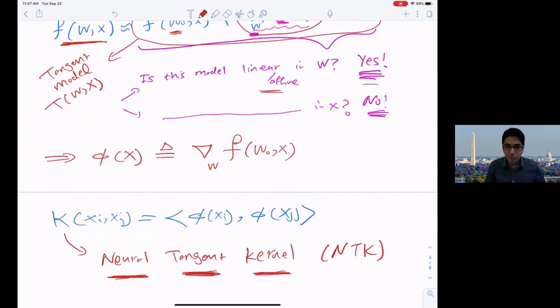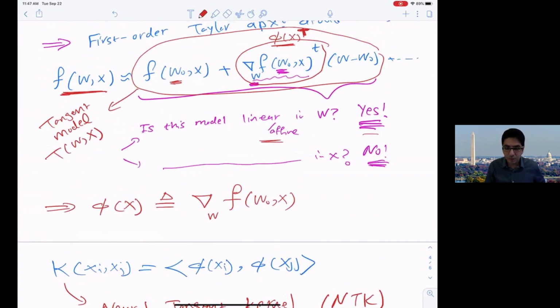So basically the point here is that you give me a neural network. I initialize weights with any random initializations that I want. I'm going to define this feature map phi of x as the gradient of my output with respect to parameters evaluated at initialization, evaluated at W0. So that is my transformation.